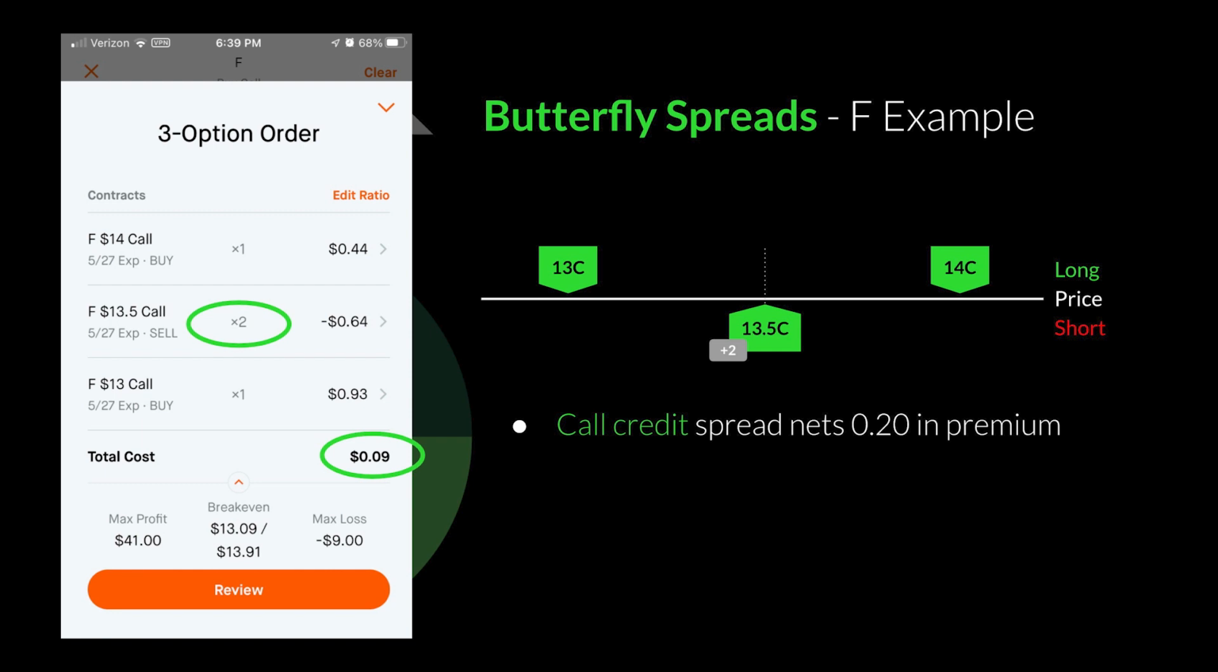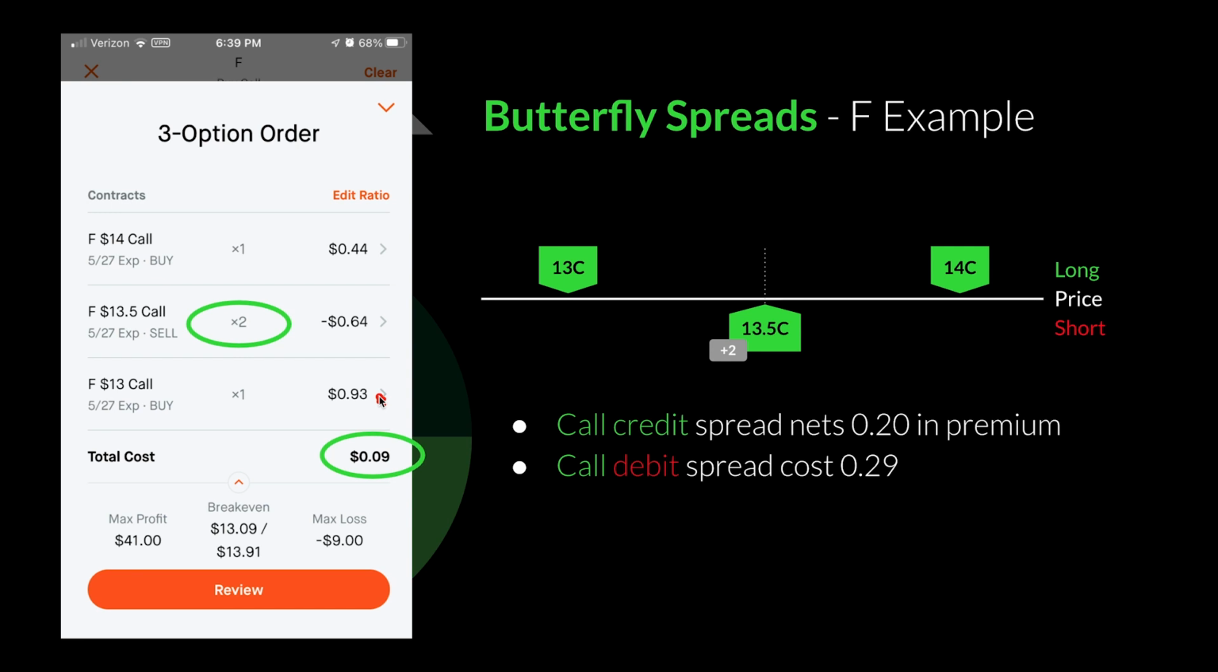And then we have our call debit spread, and that's going to cost us 29 cents, because you purchased this 13 call for 93 cents and you sold this 13.5 for 64 cents. So we're paying more than what we're selling for. So that's going to be a net debit, and that's going to be 29 cents.